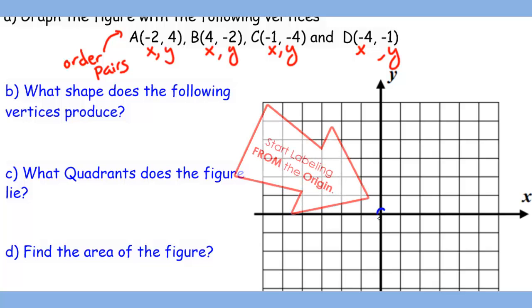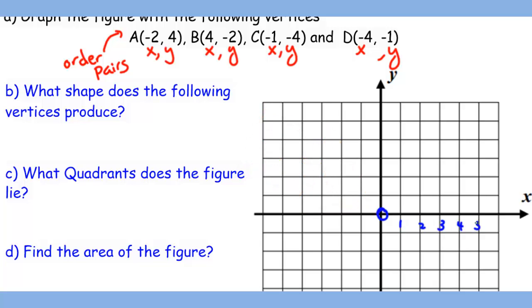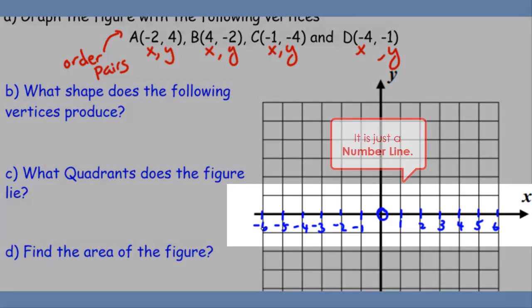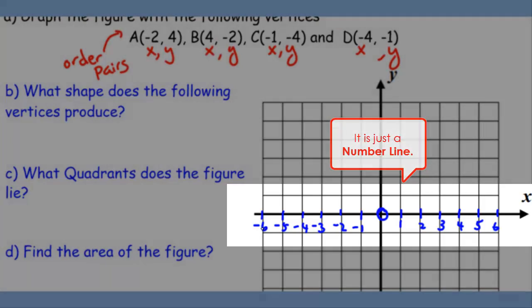The center is the origin, which we can put a big 0 right here. Going to the right is 1, 2, 3, 4, 5, 6. Going to the left is -1, -2, -3, -4, -5, -6. Notice it's basically a number line that we have just created.